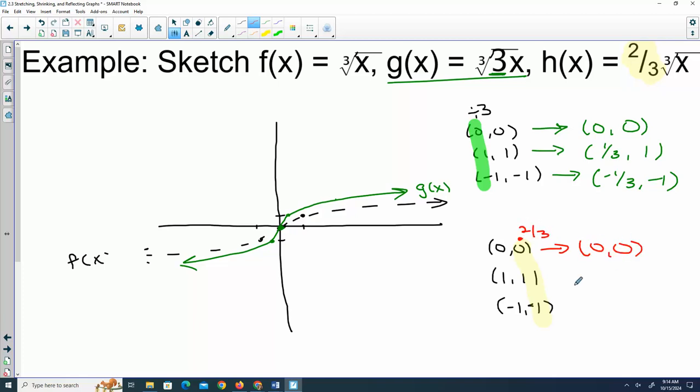So 0 times 2/3 is still 0. 1 times 2/3 is 2/3. Negative 1 times 2/3 is negative 2/3. So 0, 0, 1, 2/3, negative 1, negative 2/3. So this one was a vertical shrink, and our graph gets shorter.